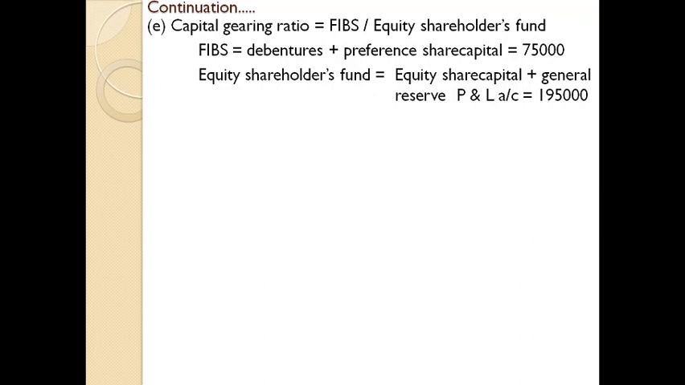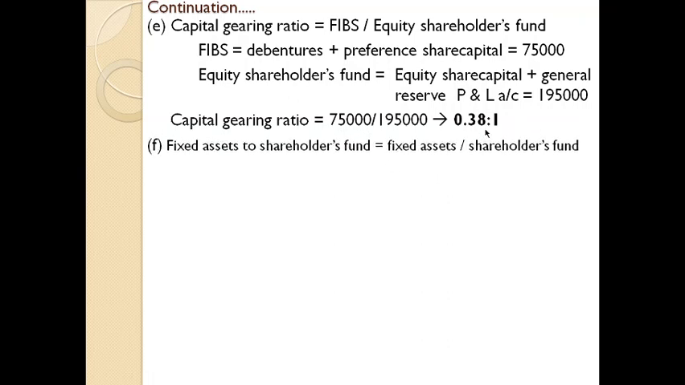Equity shareholders fund is equal to equity share capital plus general reserve or reserves and surplus, depending upon the details given in the question, and the P&L account. That is, equity share capital is 1,50,000, general reserve is 25,000, P&L account is 20,000, and you will get 1,95,000. So capital gearing ratio is 75,000 divided by 1,95,000. You will get 0.38:1.